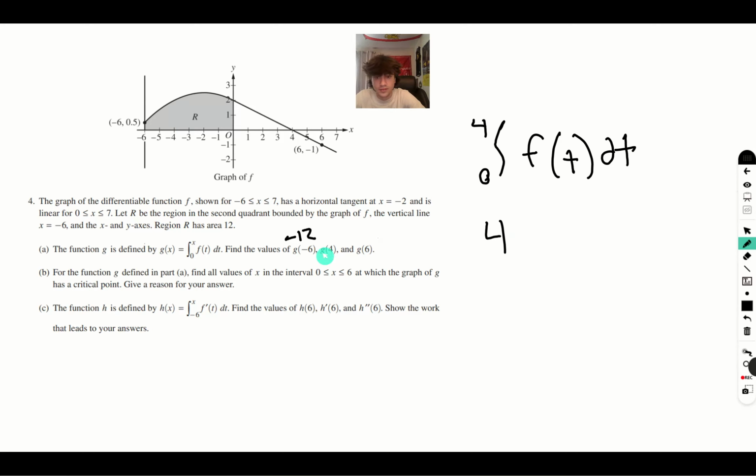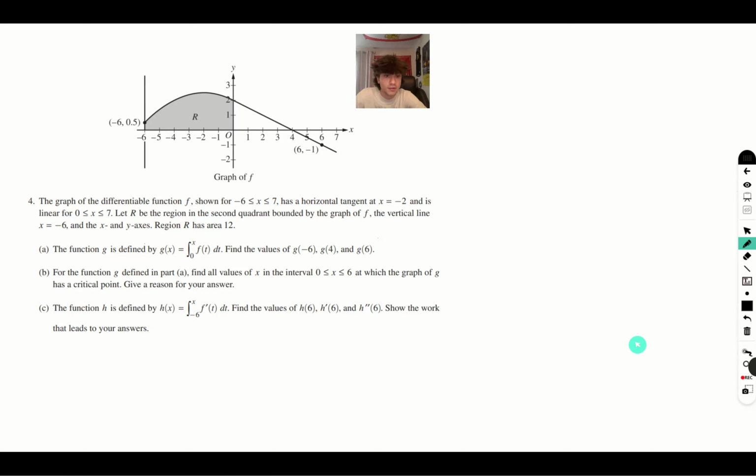Now, if we're evaluating from 0 to 6, it's going to be this triangle minus this little triangle right here. Let's find the area of this triangle: 2 times 1 divided by 2 will give you 1. 4 minus 1 is equal to 3. So we get -12, 4, and 3 for the three values.